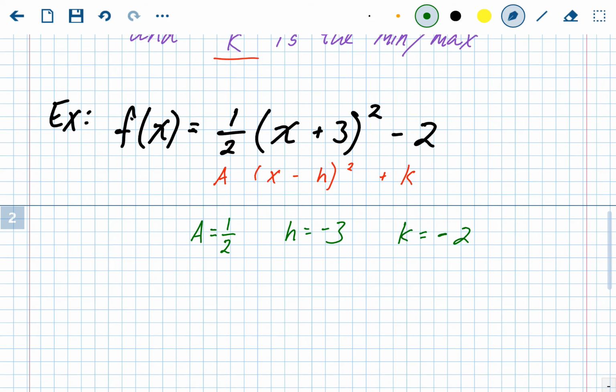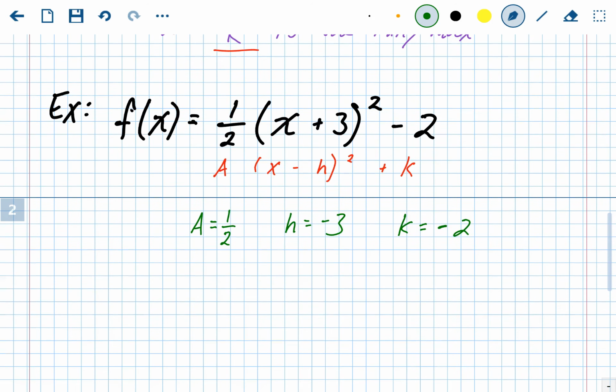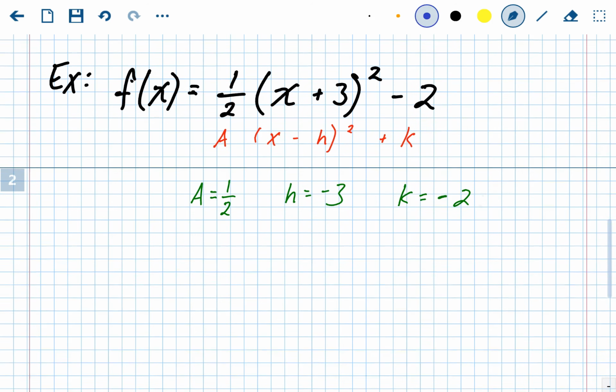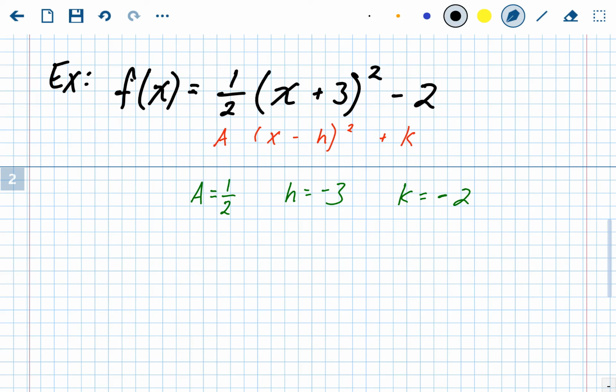It's the same for factored form. Whatever's inside those parentheses, our answer was always opposite. All right, so that's what a, h, and k are. So what is our vertex? Well, the vertex is always h comma k. H is negative 3, k is negative 2, so negative 3, negative 2.